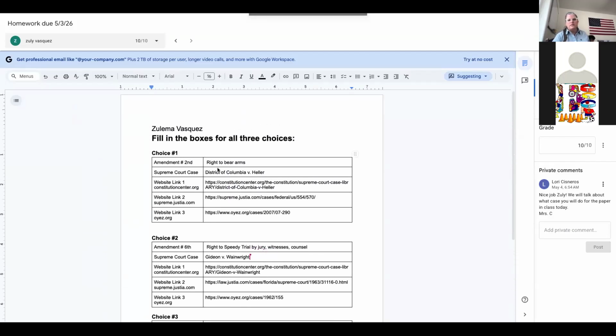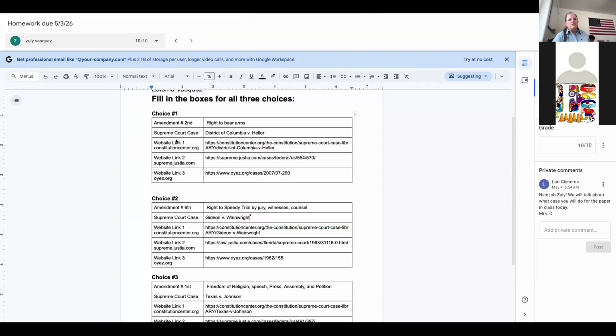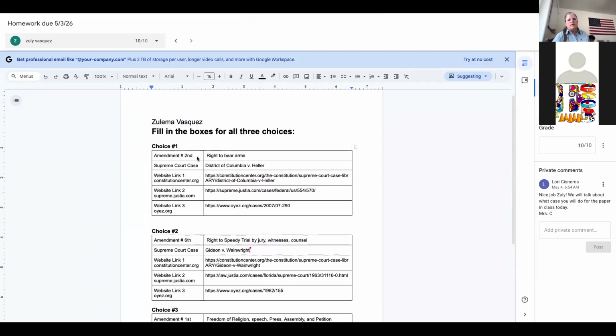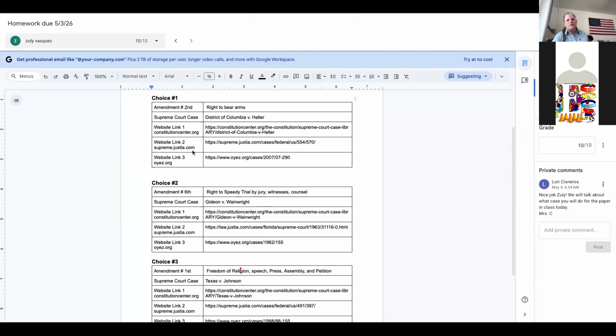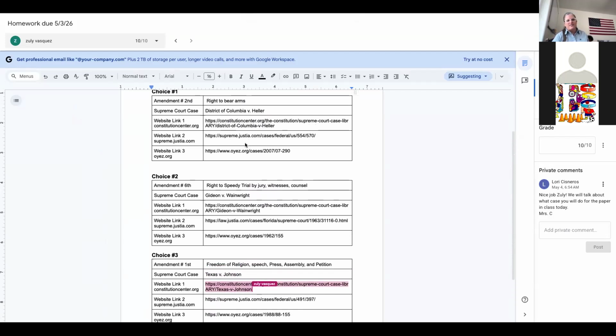This is for Ainsley to see. See how this is Zuli's here. She picked the Second Amendment, right to bear arms. This is the name of the case, District of Columbia v. Heller. Here's the link to the constitutioncenter.org page of that case. Here's another link to justia.com of that case. She's editing right now. I see you on there.